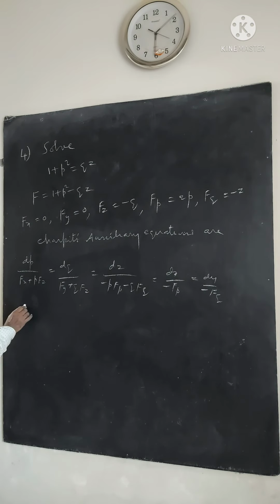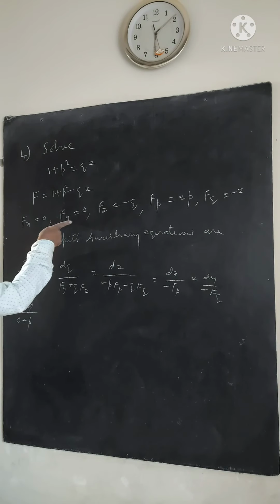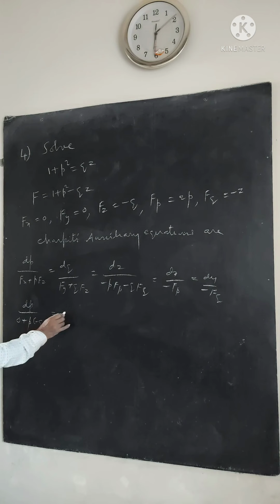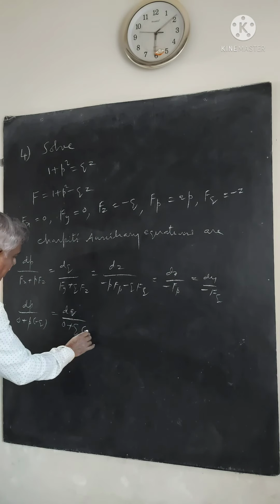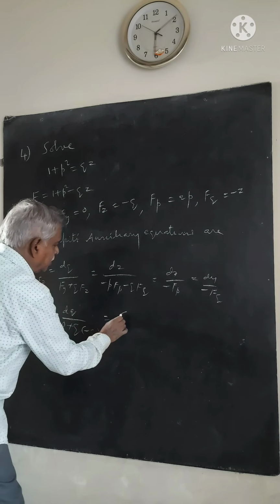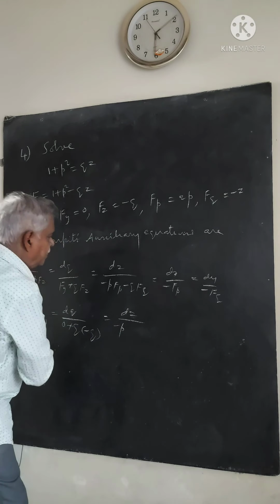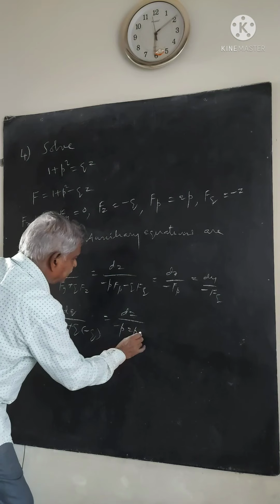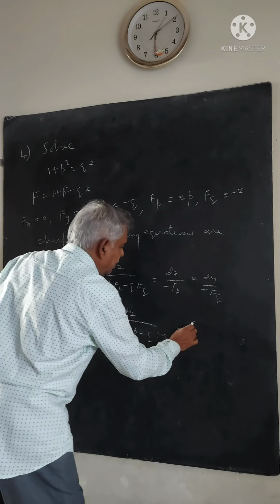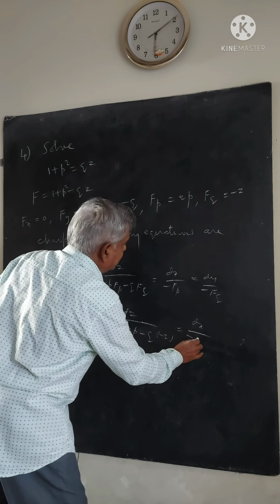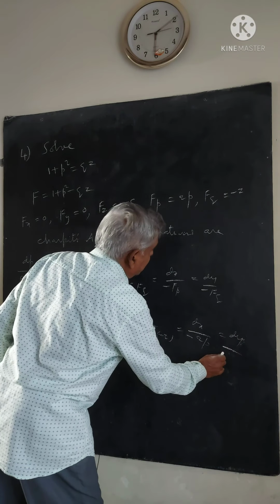Applying all this in the auxiliary equation, fx is 0, plus p into fz, which is minus q, dq by fy is 0, q into fz is minus q, equal to dz by minus p times 2p minus q times minus z, dx by minus 2p, dy by plus z.